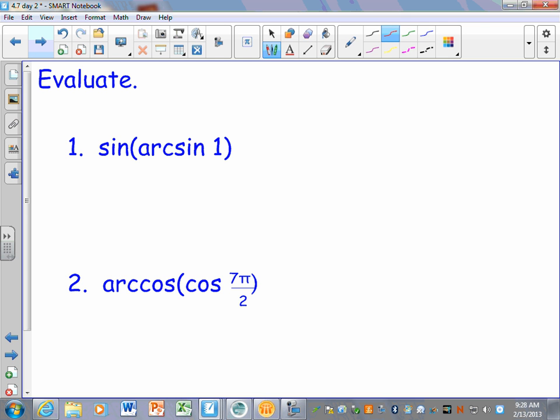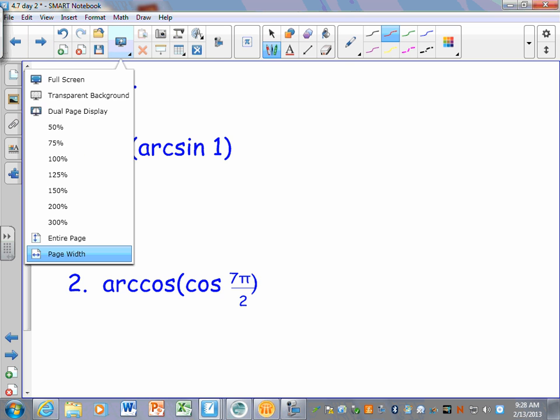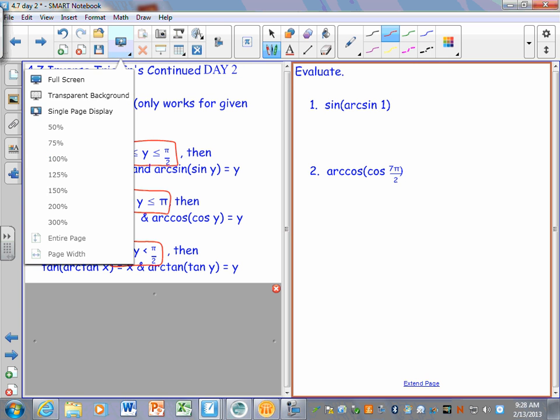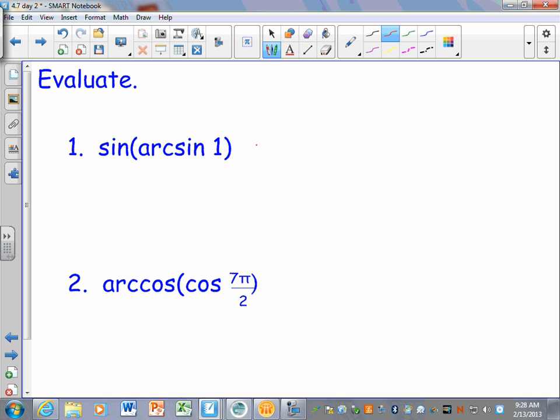Maybe we can look back at that previous one. Let me go back just a second so we can see it. For arcsine, if x is between -1 and 1, then this property applies, which means for number 1 there, if you recognize that, hey, that's in the domain, I should just get 1 back. You don't have to do any work on that. You can just say I think it should equal 1, because they cancel each other out.